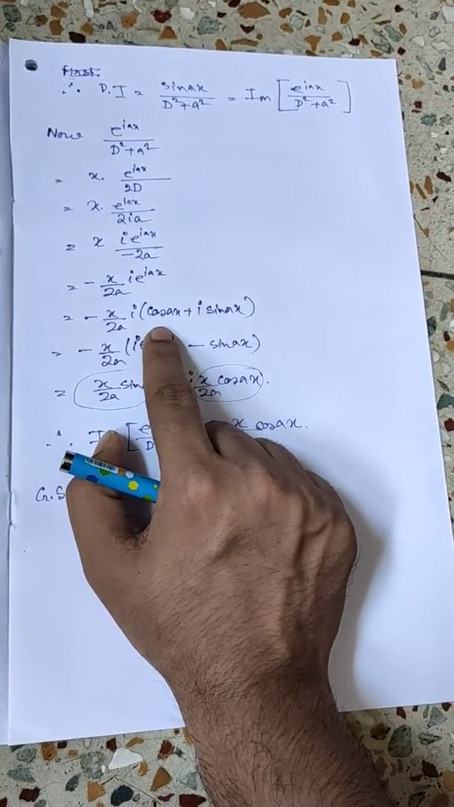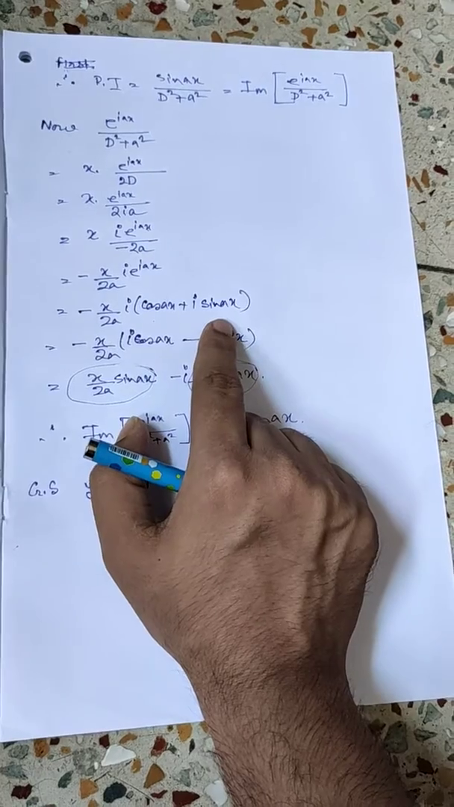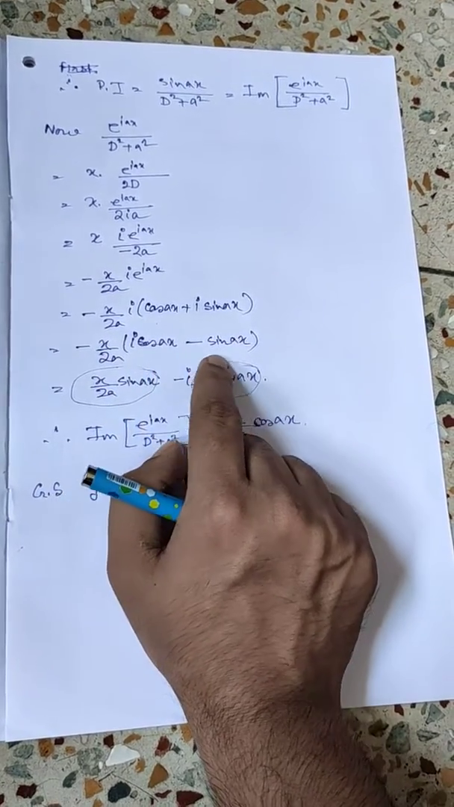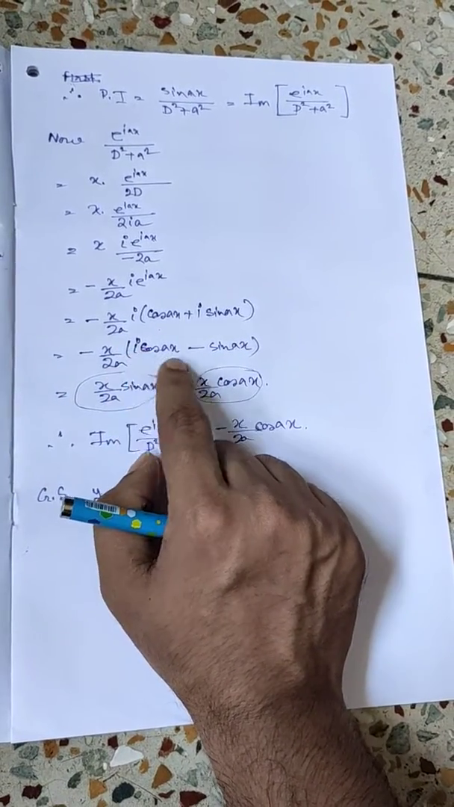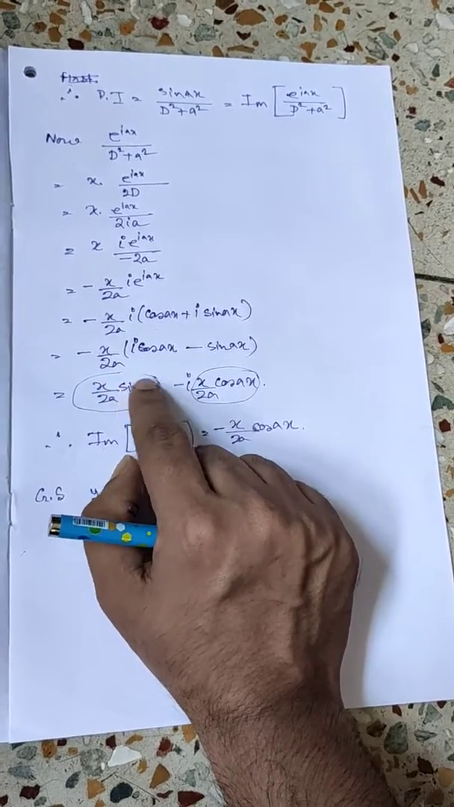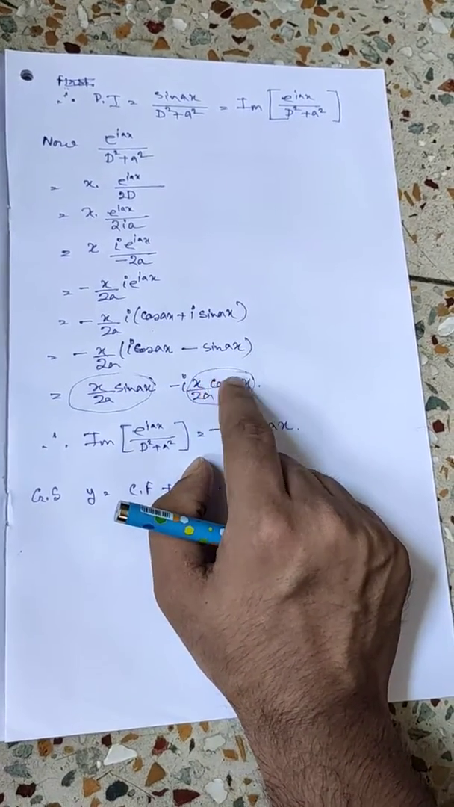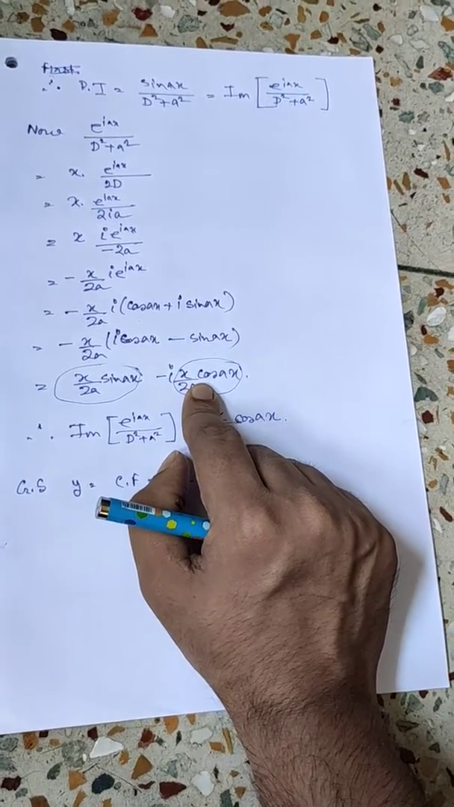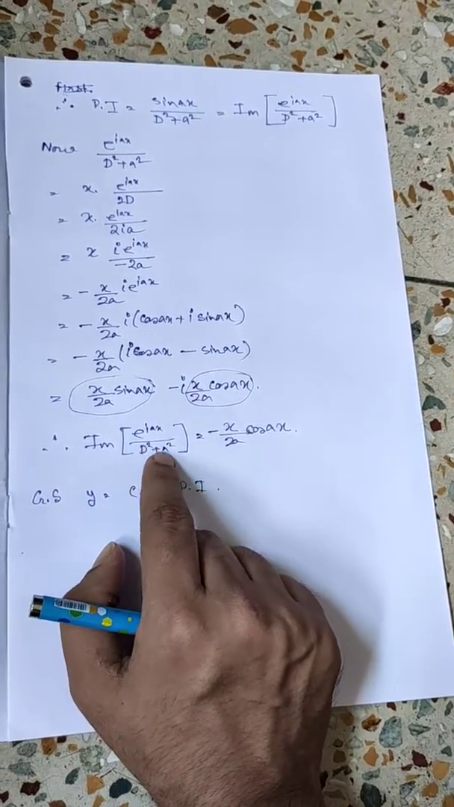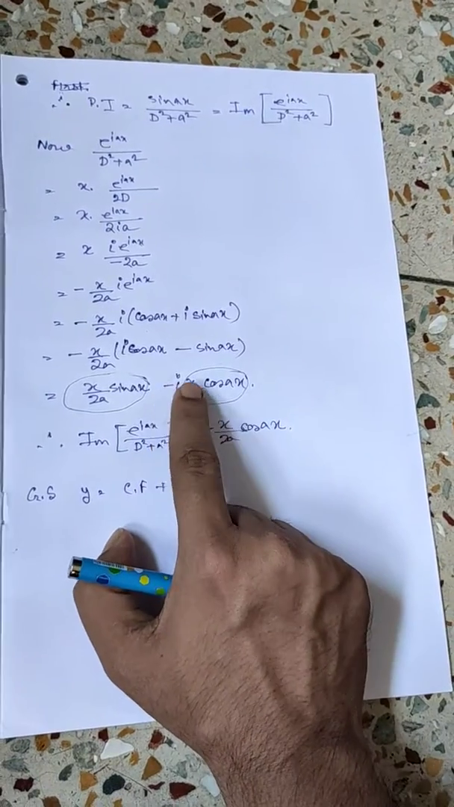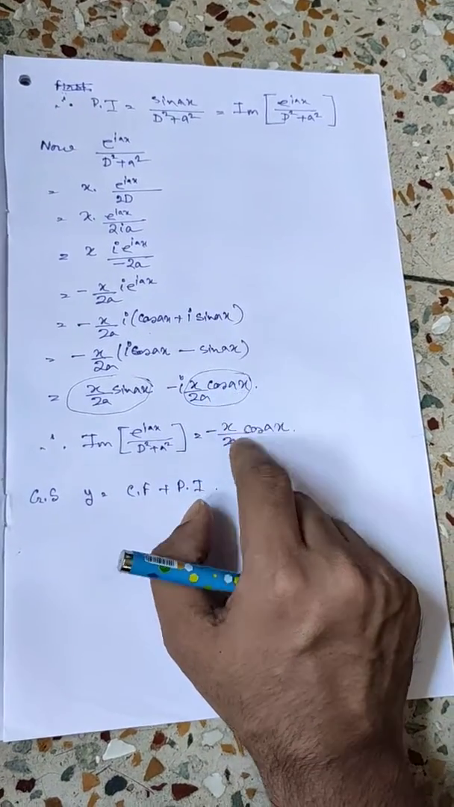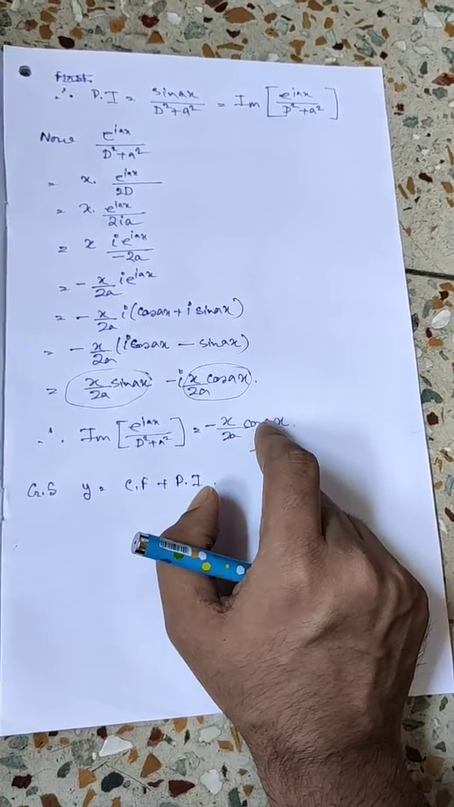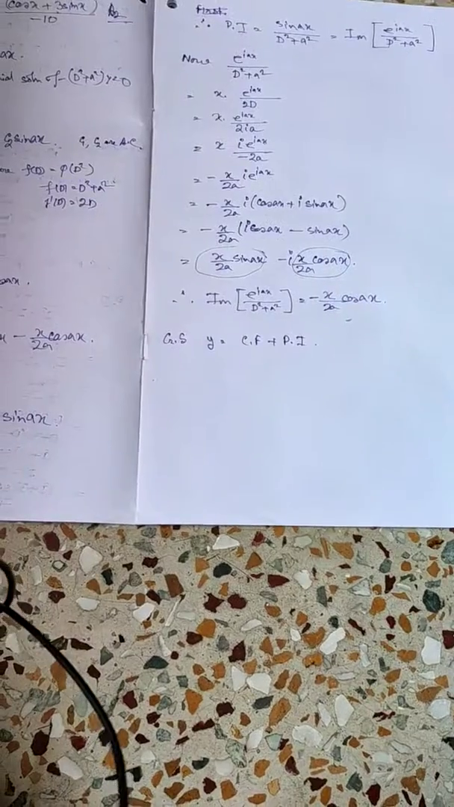Again you split the e to the power iax into this form. You multiply, you will get this, and then you again multiply, you will get this. This is your real part, this is your imaginary part. Remember, minus is also included in the imaginary part. Therefore the imaginary part of this is equal to minus x by 2a cos ax, which is similar to the previous one. I hope you understand.